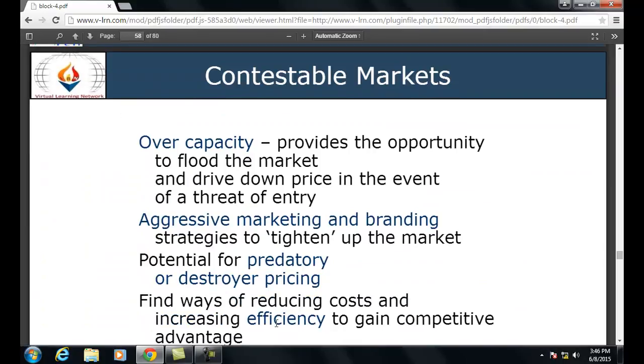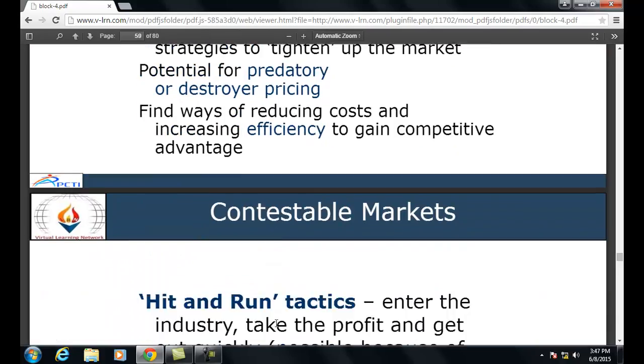Overcapacity provides the opportunity to flood the market and drive down price in the event of a threat of entry. Aggressive marketing and branding strategy to tighten up the market potential for predatory or destroyer pricing. Find ways of reducing cost and increasing efficiency to gain competitive advantages.